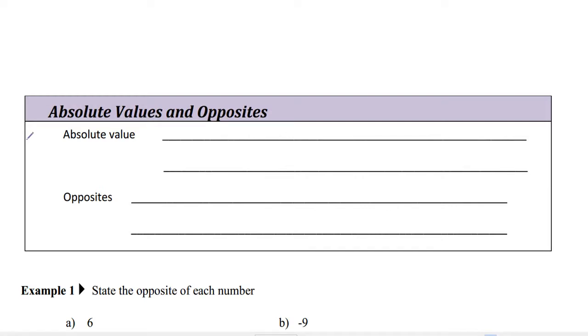Hi everyone. So in this lecture we're going to talk about adding and subtracting integers and real numbers, and so we're going to start with some properties here. First thing, absolute value of a real number. So the absolute value is just the distance away from 0 on the number line.